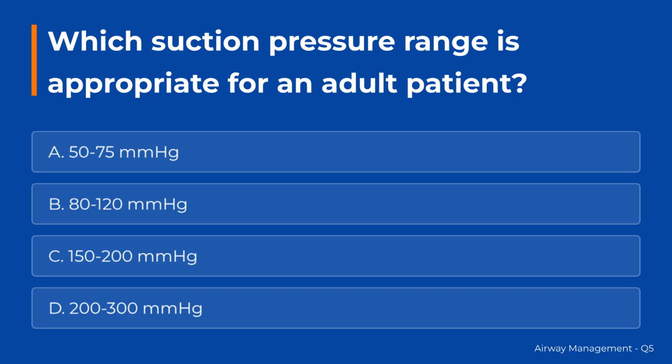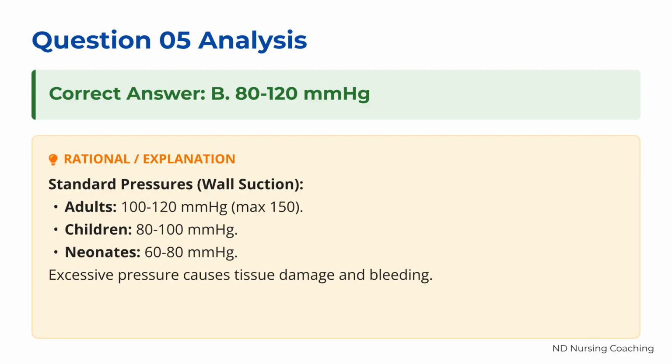Question 5. Which suction pressure range is appropriate for an adult patient? The correct range is B, 80 to 120 millimeters of mercury. Excessive pressure can cause mucosal tissue damage and bleeding. Standard adult wall suction is typically set between 100 and 120 millimeters of mercury.